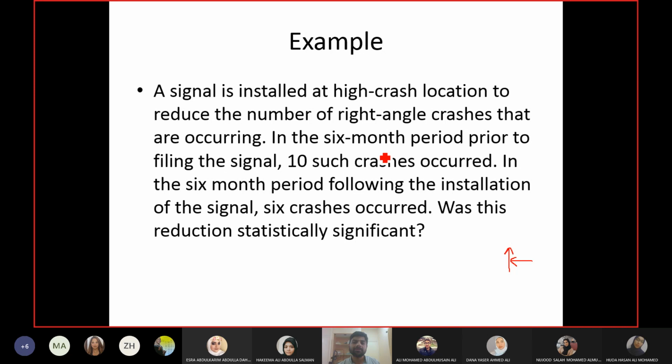So they observed 6 months of data before putting the signal, and they observed 10 right angle crashes. Then they observed again after installation of the signal for 6 months. So you can see the period before and after should be the same, and now they observed 6 crashes. So before it was 10 and after it is 6. So they have reduced. But is this reduction significant or not?